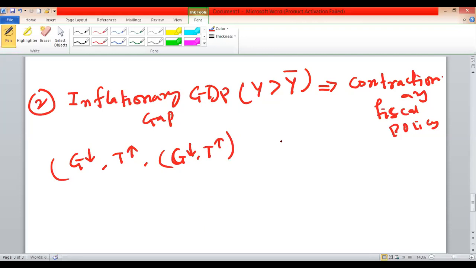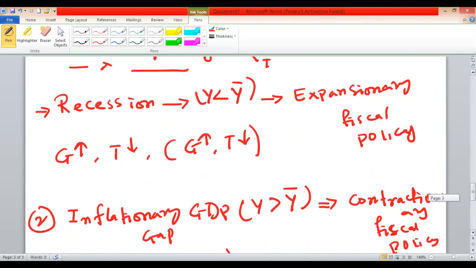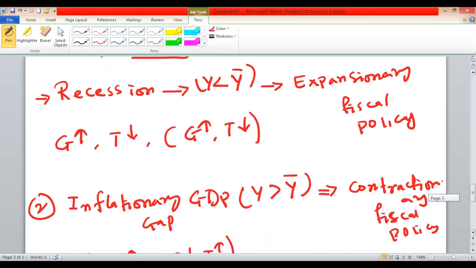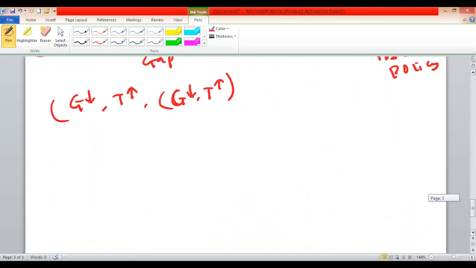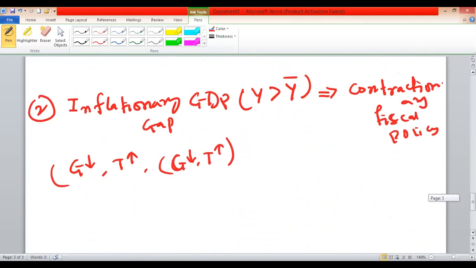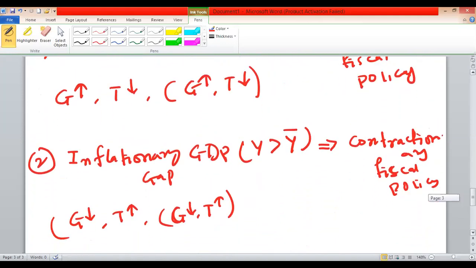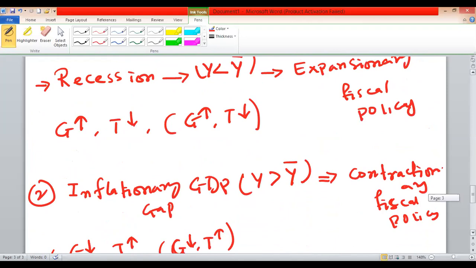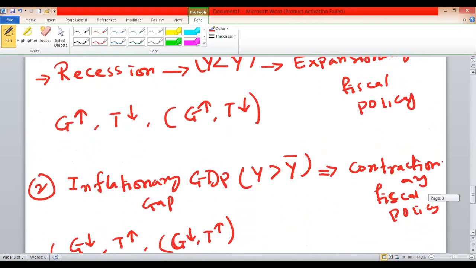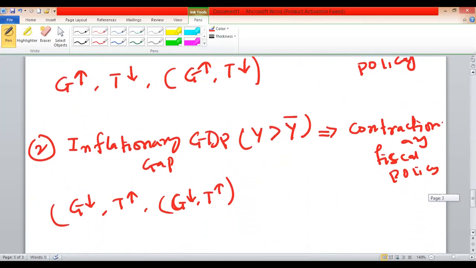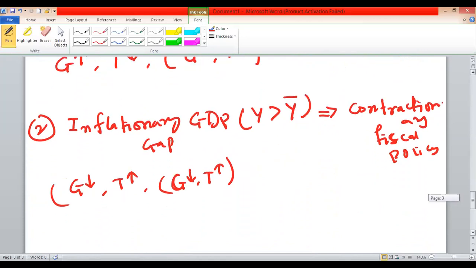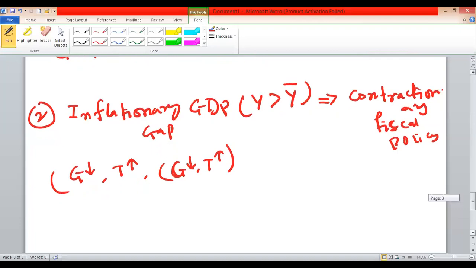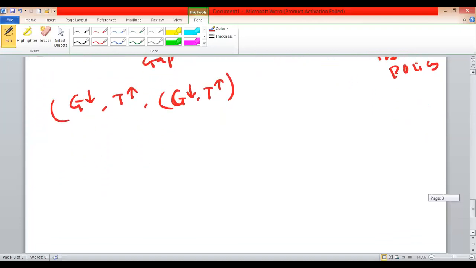So this is how fiscal policy is being used by the government to stabilize the economy. In recession, output loss and unemployment have to be controlled by raising aggregate demand, by applying expansionary fiscal policy. And in an inflationary GDP gap, a contraction is required so that inflation can be kept under control. So this is how it works.